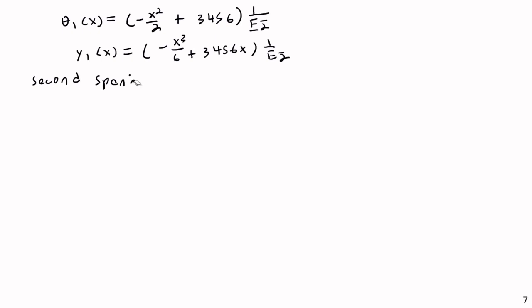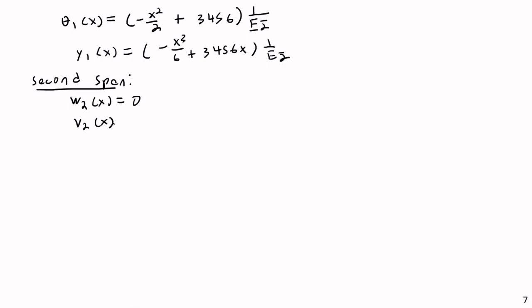Second span. So first of all, W2 as a function of x is just going to be 0. The 2 indicates the second span. There is no distributed load in the second span, so the distributed load W is equal to 0.